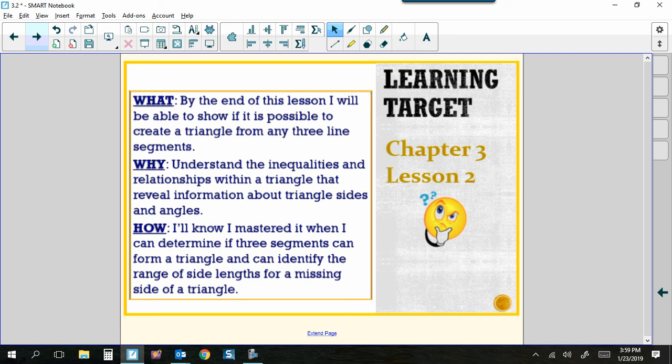How will you know you know it? Well, you'll know you've mastered it when you can determine, when given three segments, if they indeed will make a triangle. Very cool. All right, let's go ahead and get started.